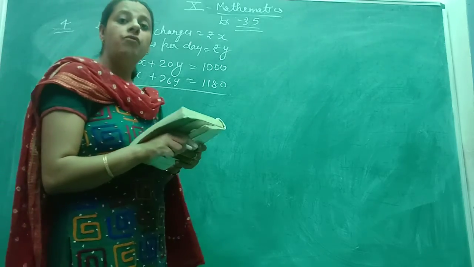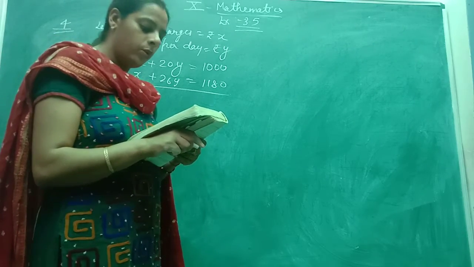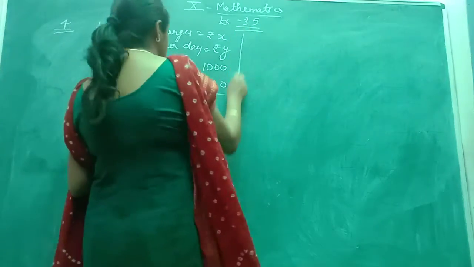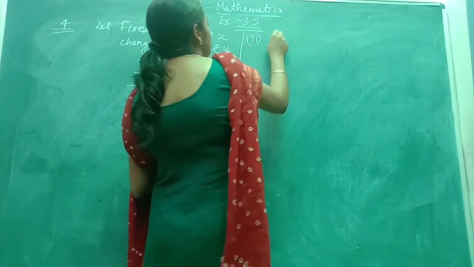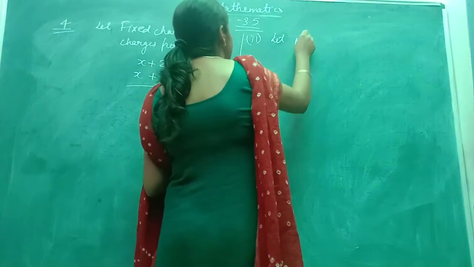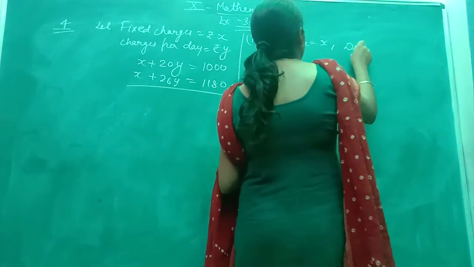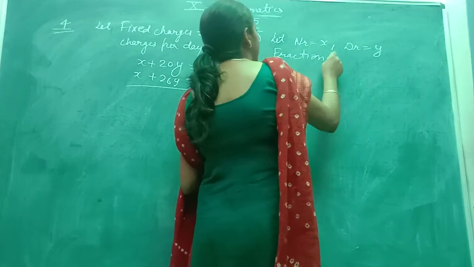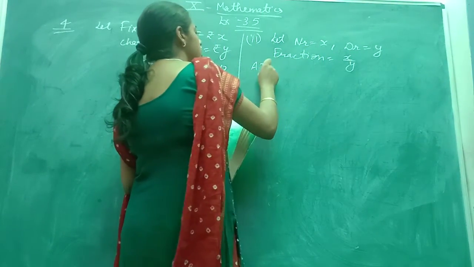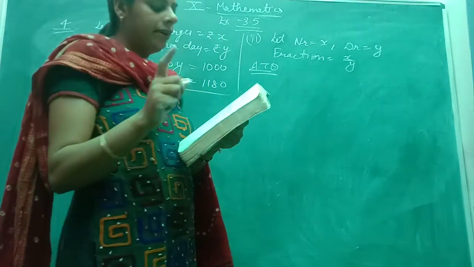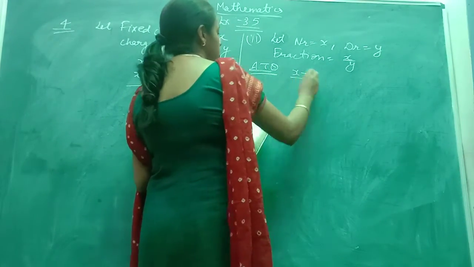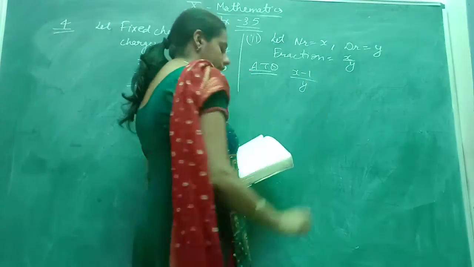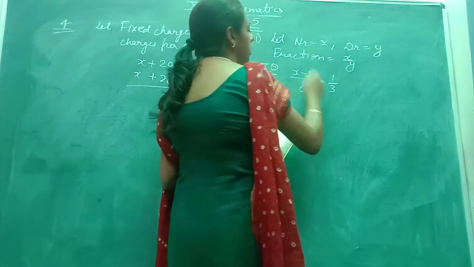A fraction becomes 1 by 3 when 1 is subtracted from the numerator, and it becomes 1 by 4 when 8 is added to the denominator. What is the fraction? As you can see, we let the numerator be x and the denominator be y, so the fraction will be x by y. What is the question saying? When 1 is subtracted from the numerator x, and nothing is mentioned about the denominator, it means y stays as it is, and the fraction will become 1 by 3.